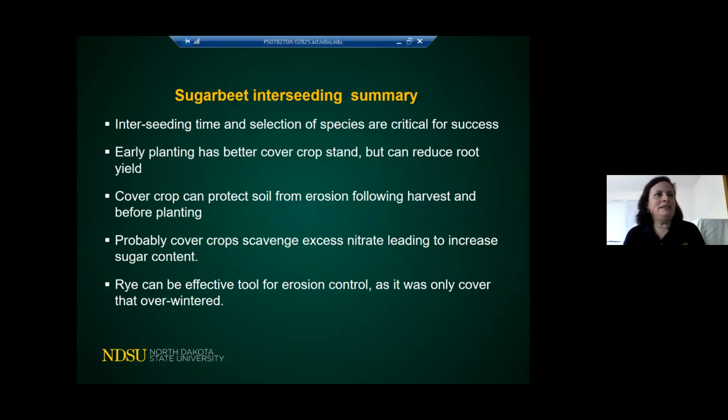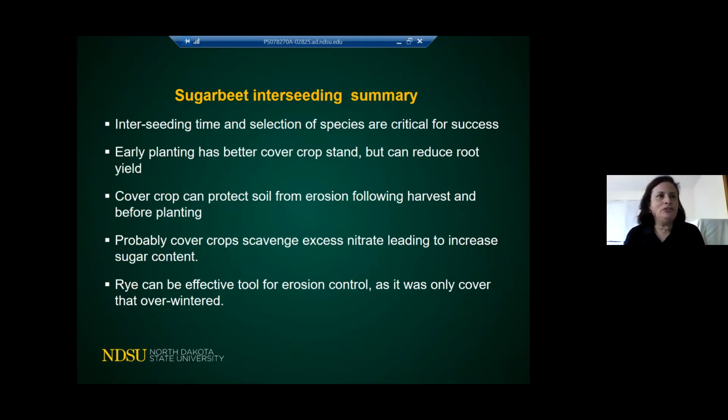So the summary is, and they're gonna do this again this year, okay? Because it's an interesting thing to do, because we can get a cover in the soil, and if we don't reduce yield and can increase sugar, that would be very important. So interseeding and selection of species matters, you see there's a difference depending on what crops you have. I know this year they're gonna change some of the crops. I think they're gonna put flax, and some other ones. They're trying different things. Early planting has better cover crop stem, but in some years you could also reduce root yield.